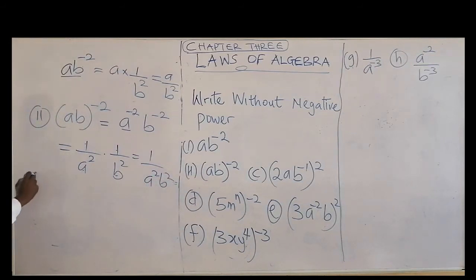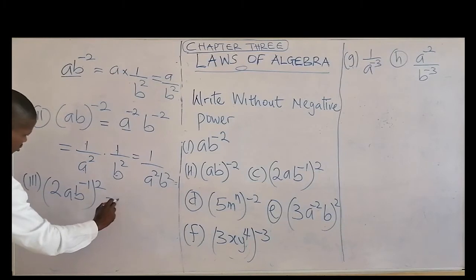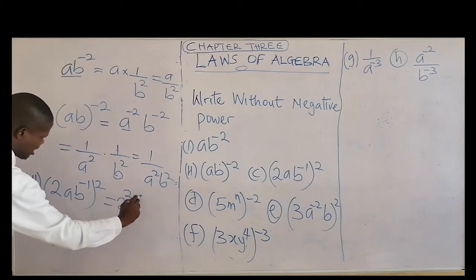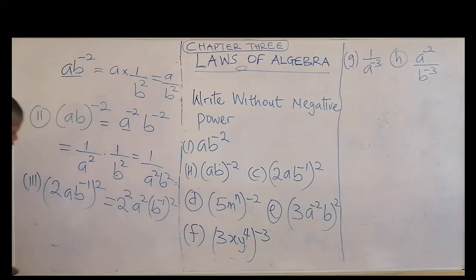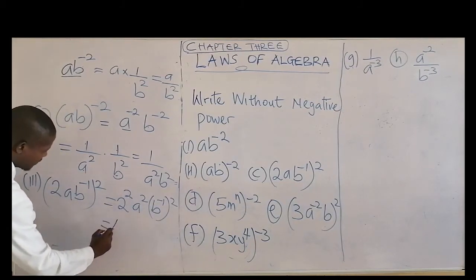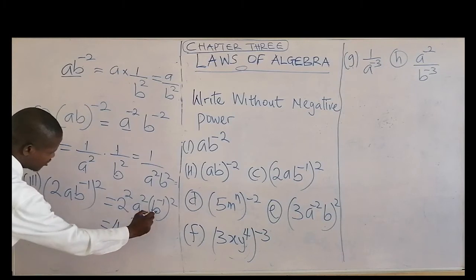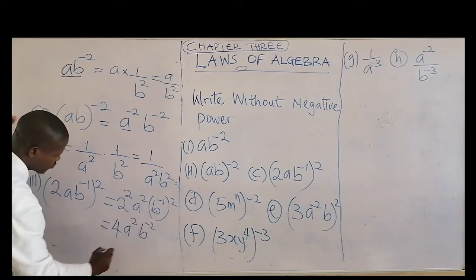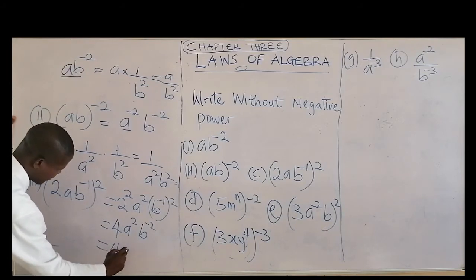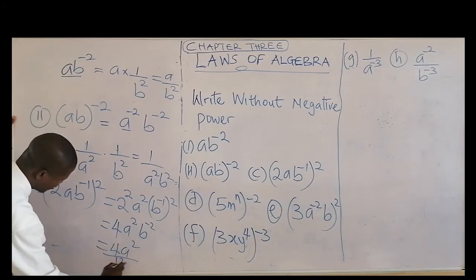The third one, we have (2ab) and that b is to the power minus 1, all squared. So this will be equal to 2 to the power 2, a to the power 2, and then b to the power 2, and this will be equal to 4a squared, b to the power minus 2, which is equal to 4a squared over b squared.